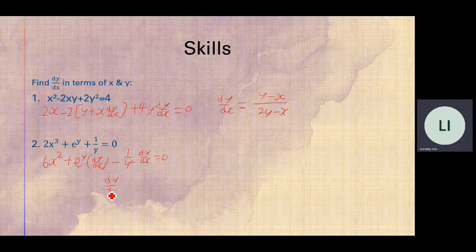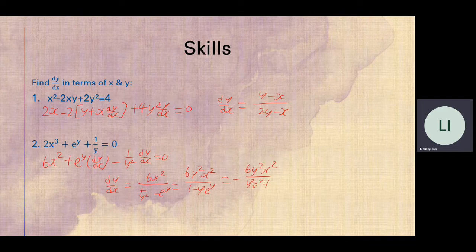6x squared over 1 over y squared minus e power y. Again, fraction and fraction, simplify it. 6y squared x squared over 1 minus y squared e power y. Of course, you can even write it this way: 6 y squared x squared over y squared e power y minus 1, right? It's just simply factorizing out the minus sign.